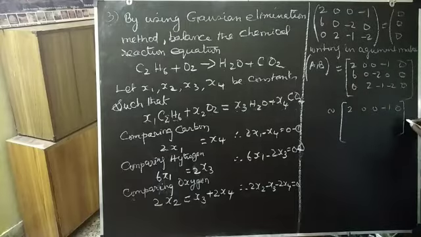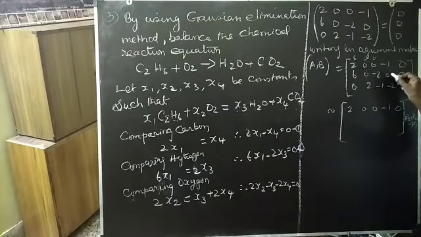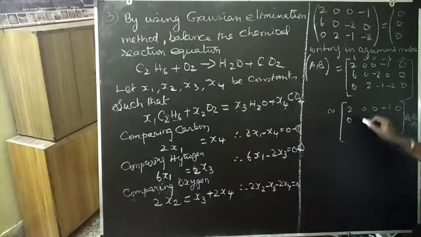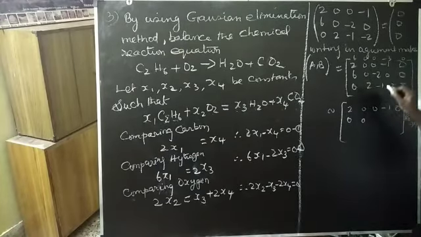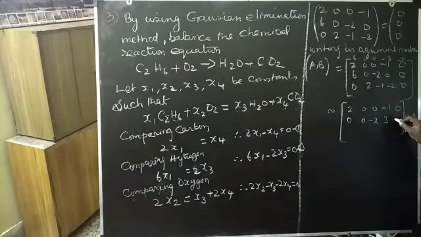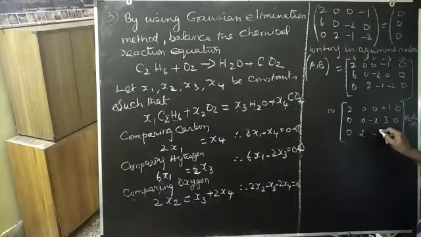So we can write R2 as R2 minus 3R1. Multiply this by 3, you get 6 0 0 minus 3 0. So 6 minus 6 gives you 0, 0, minus 2 minus 0 gives you minus 2, 0 minus of minus 3 gives you plus 3, then 0 minus 0, 0. In the last row you get 0, 2, minus 1, minus 1, minus 2, 0.